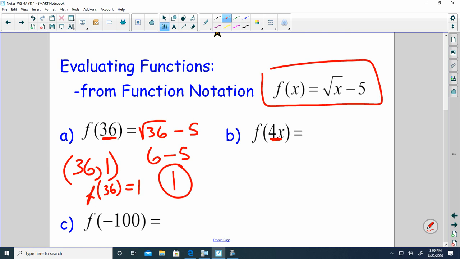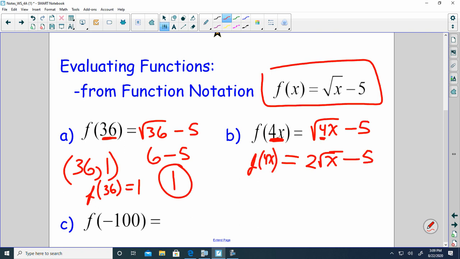This one says, hey, I'm going to replace x with 4x. So I'm going to do this. And then you can take the square root of 4 is 2, so I get 2 square root x minus 5. That's what f of 4x is equal to. That problem's done. And then f at negative 100.